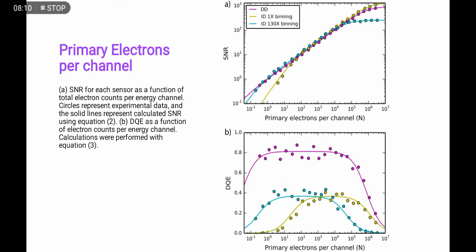Now this is the primary electrons per channel. In the figure you can see the SNR in graph A for each sensor as a function of total electron counts per energy channel. And in section B you can see DQE as a function of electron counts per energy channel. Calculation was performed using equation 3.